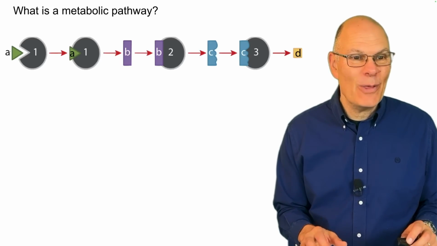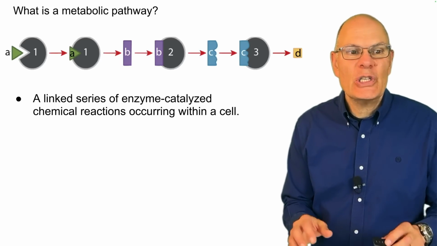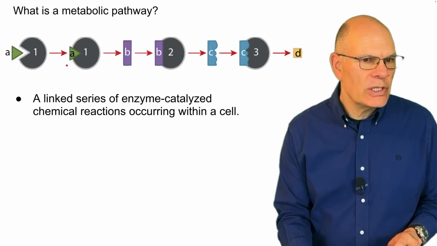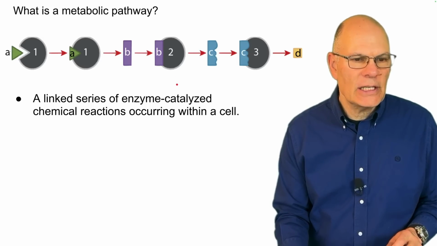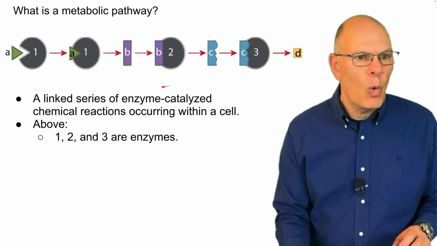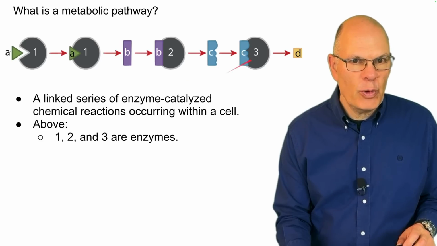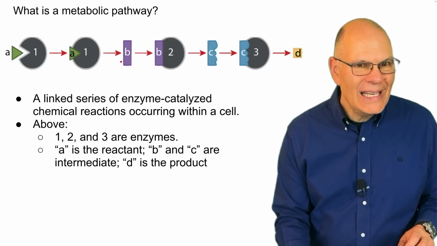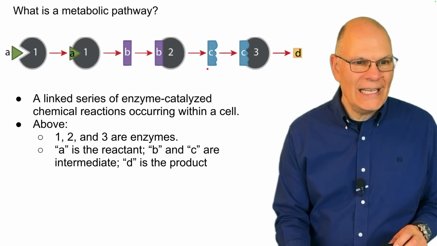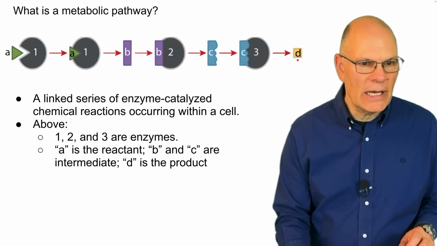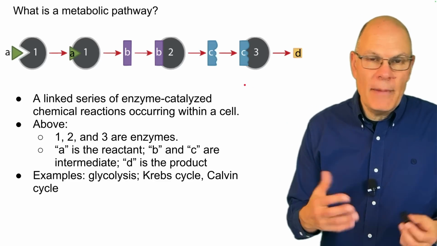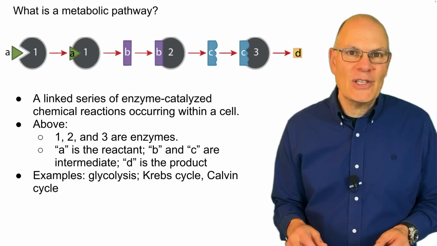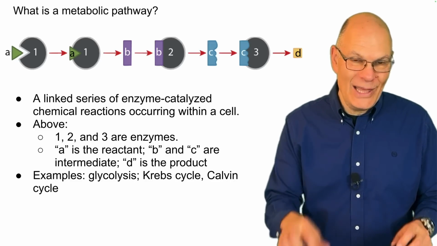What is a metabolic pathway? A metabolic pathway is a linked series of enzyme-catalyzed chemical reactions occurring within a cell. So here you can see that these are all separate reactions, but they're linked together. Above, 1, 2, and 3 are all enzymes. A is the initial reactant. B and C are what we call intermediates, and D is the final product. Examples of metabolic reactions that you'll come to know well include glycolysis, the Krebs cycle, the Calvin cycle, all of which we'll deal with in this unit.